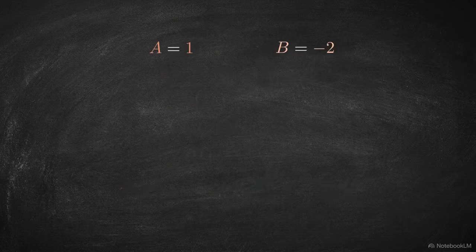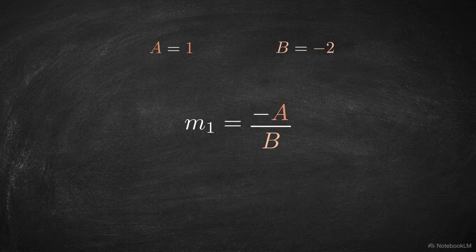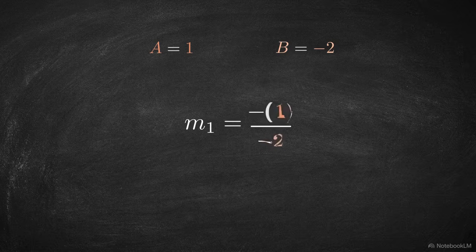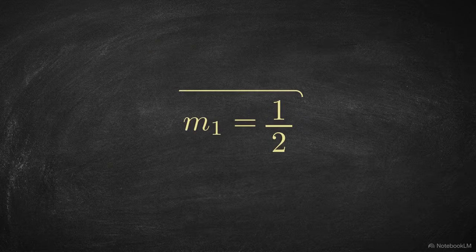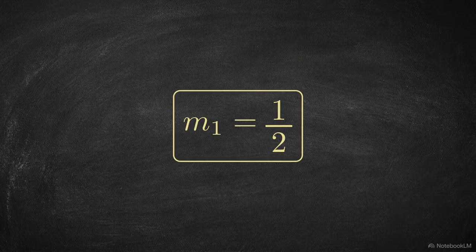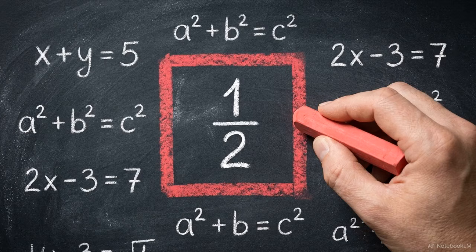Now we use the slope formula, stating the original slope, m1, equals -A divided by B. We substitute our values into the formula, being careful to track the negative signs. We have -1 divided by -2. The two negatives cancel out, giving us a starting slope of exactly 1/2. Identifying this original slope is the necessary starting point for plotting the new trajectory.